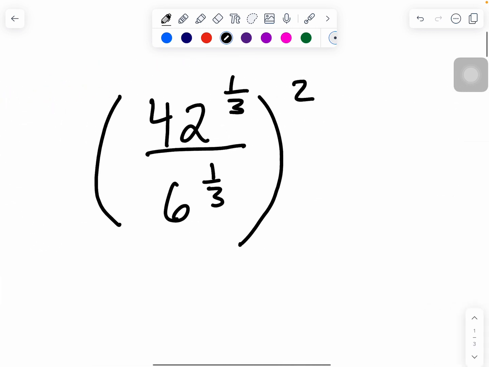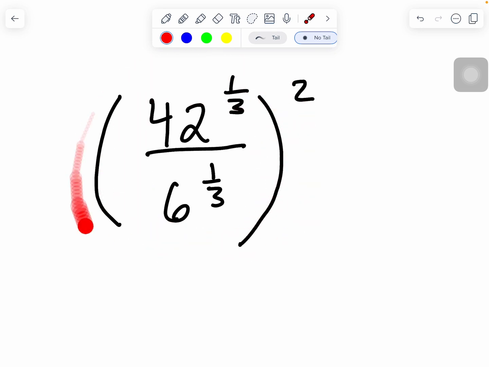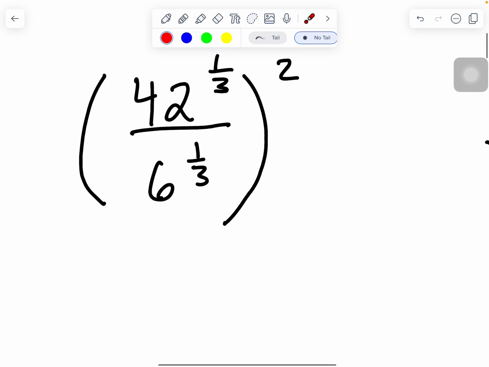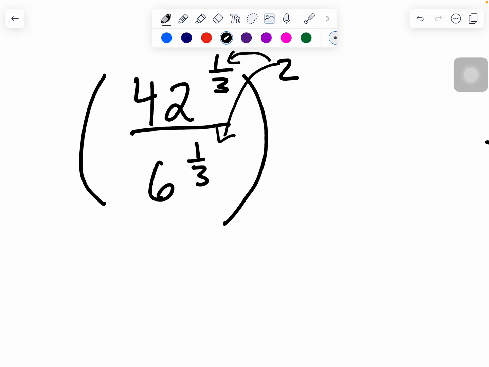Okay, now I heard a lot of good conversations about this one in all of my classes, and I really, really liked it. There are a lot of different ways you could do this problem. What I would do first is distribute this exponent in. So I'm going to bring in my 2, and again, I'm raising it to everything inside the parentheses. Just because there's a fraction here doesn't mean I don't raise this 1/3 on the bottom to that second power. Okay, so I will have 42 to the 2/3 divided by 6 to the 2/3.